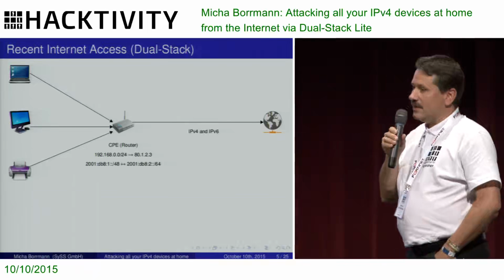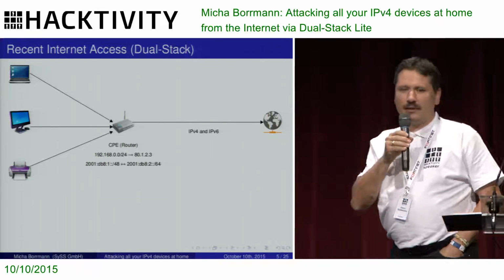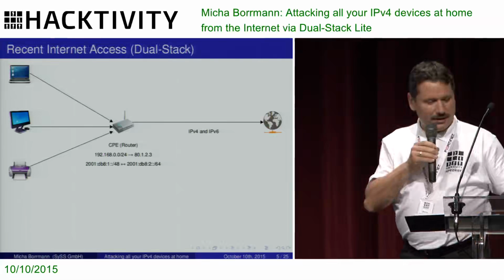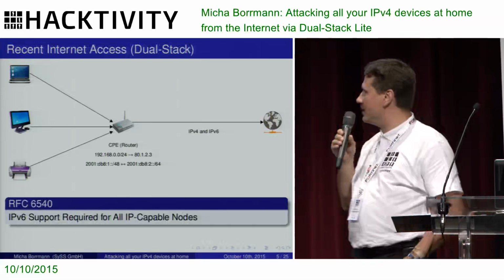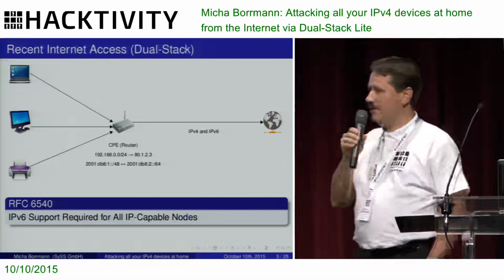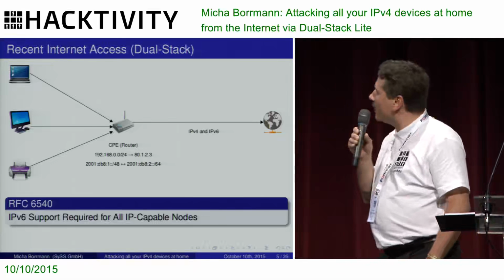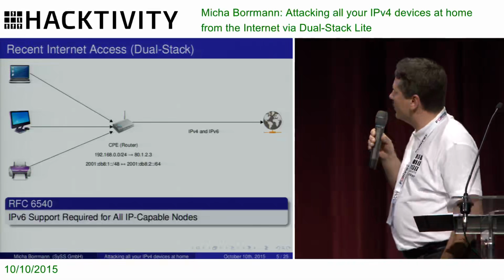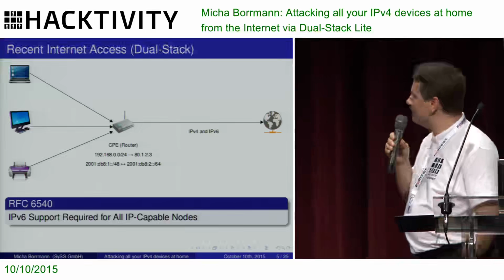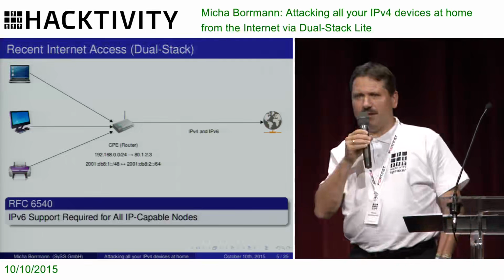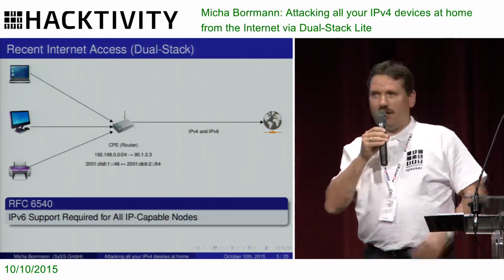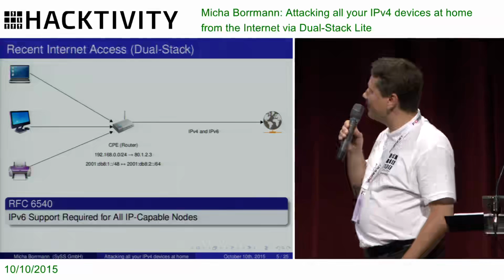However, IPv6 is growing and distributing more and more. A couple of years ago, there was a nice RFC published, RFC 6540, and it means IPv6 support is required for all IP-capable nodes. That's the reason I call recent internet access dual stack. Then you have IPv4 and IPv6. Is anybody here who has such kind of internet access at home? IPv4 and IPv6? Okay. Same guy then.